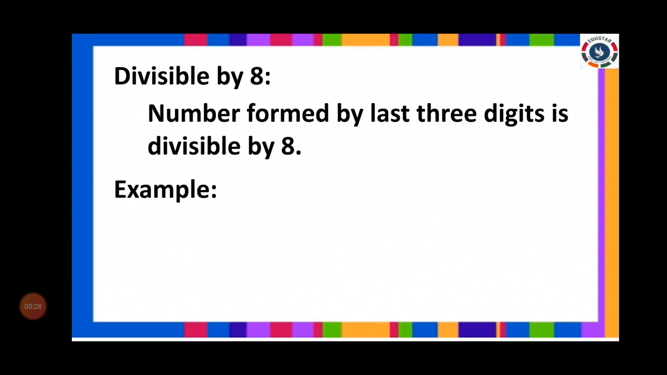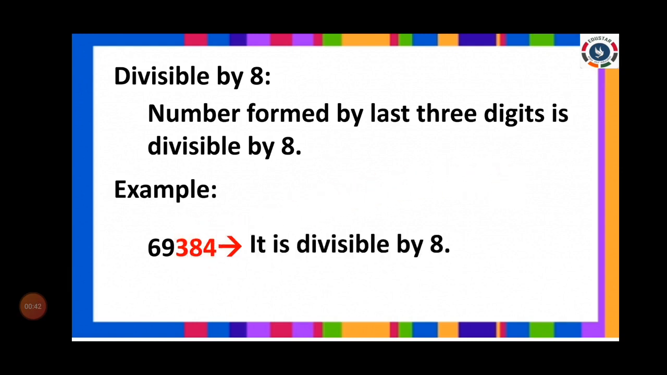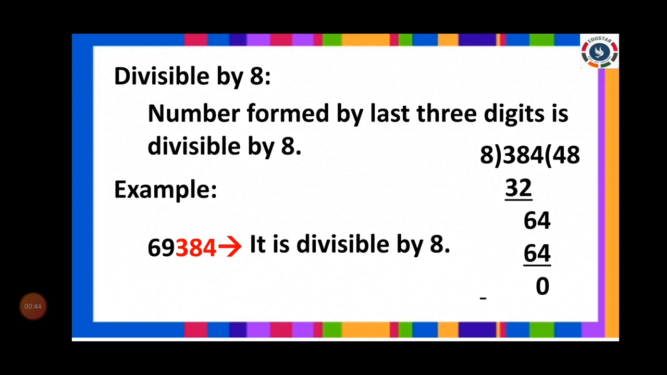Okay, so for example, 69,384 is given here. I am going to check whether it is divisible by 8 or not. So I am taking the last 3 digits alone to divide separately. 384 I am writing here. Here, 3 is smaller than 8, so I am taking one more digit, 38. In 38, how many times is 8 there? 4 times. So write 4 outside, and 4 8s are 32, I wrote.